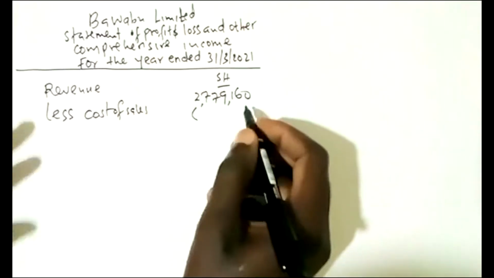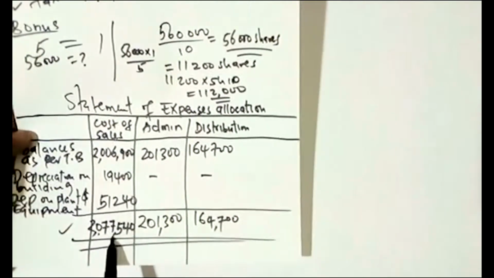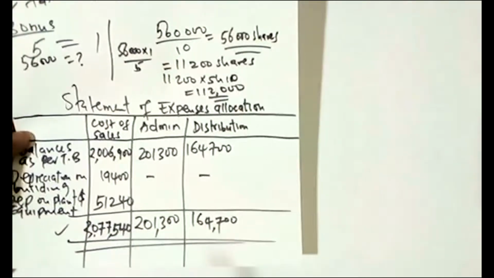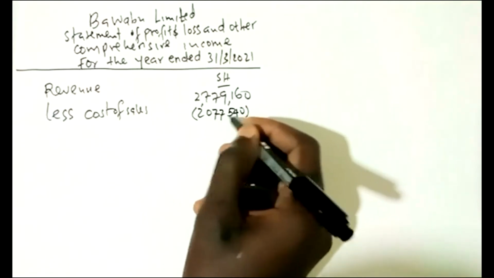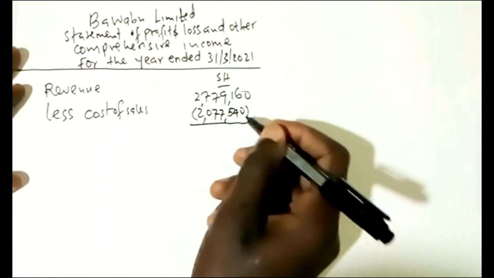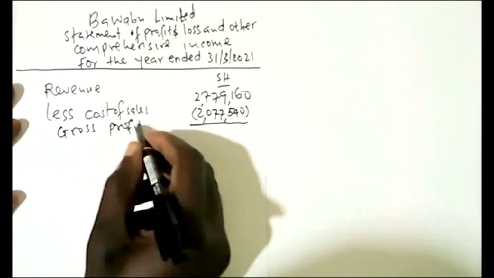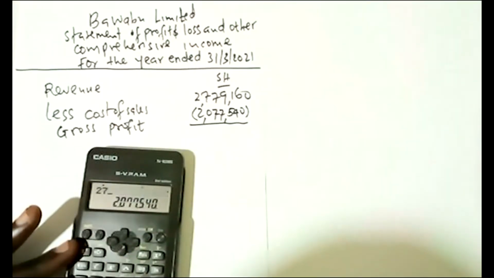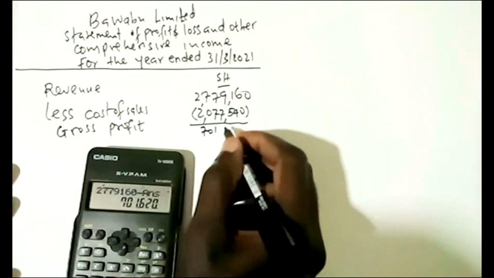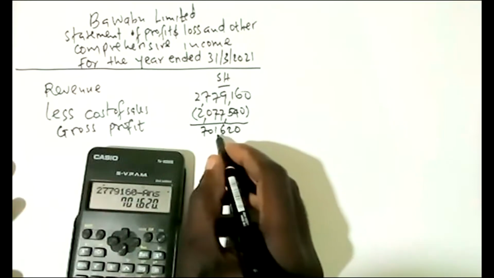The cost of sales is what we determined in our statement of expense allocation. So this one, which is here, 2,077,540 shillings. So we deduct so that we get the gross profit. If there's other income, we add, but there's no income there. So we take 2,779,160 minus that, and I'm getting 701,620. So that is the gross profit.